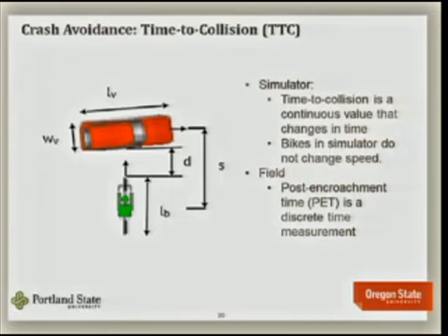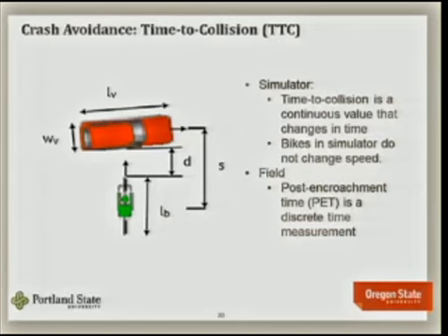So the time to collision value we could measure when the car turned over the bike's path would be a fixed number. In the field, it's very difficult to measure time to collision because people will change their speed. Cars will change their speed. So we have to measure a different time called post-encroachment time.